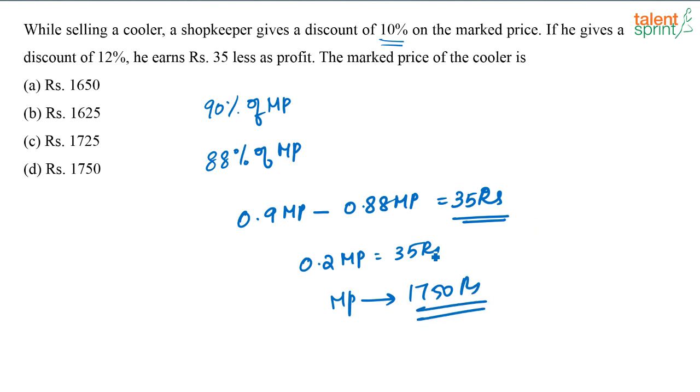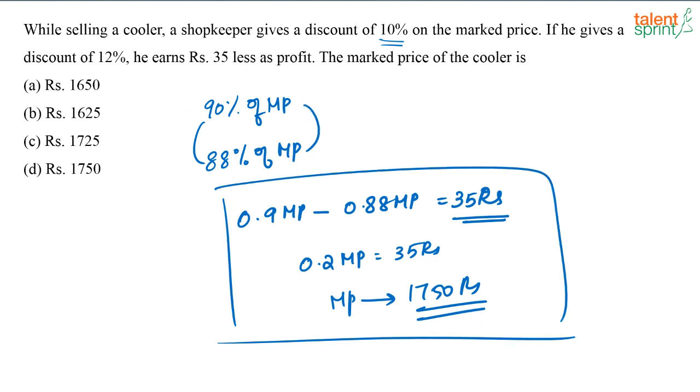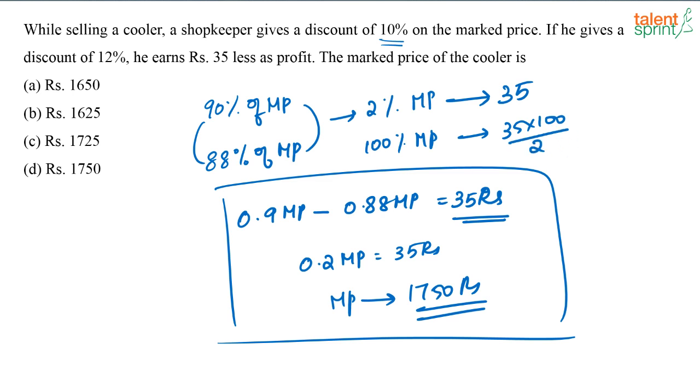See, don't write like this in the examination. This 2% difference is just the concept involved. See, this 2% difference in marked price, 2% of the marked price accounts to how many rupees? 35 rupees decrease in profit. So 2% of marked price accounts to 35 rupees. So 100% of the marked price accounts to how much? 35 into 100 by 2. That's all is required. Or this is nothing but 1750.